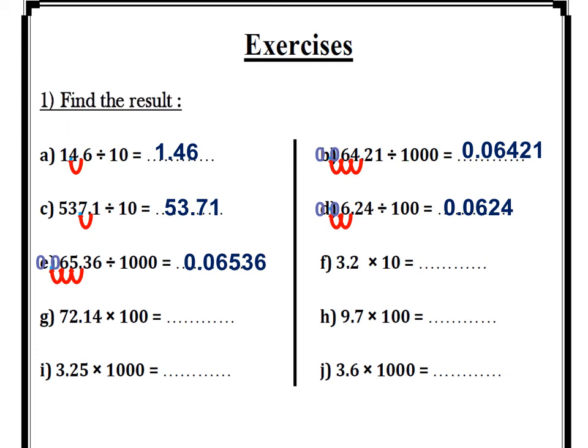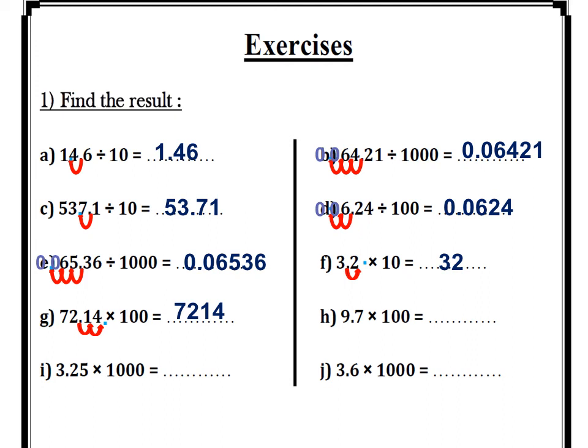F, 3.2 times 10. This time, this question is multiplication. So this time I'm going to move forward or to the right. One step, it's going to be 32. 72.14 times 100, 2 zeros, 2 steps to the right. So my answer is going to be 7,214.